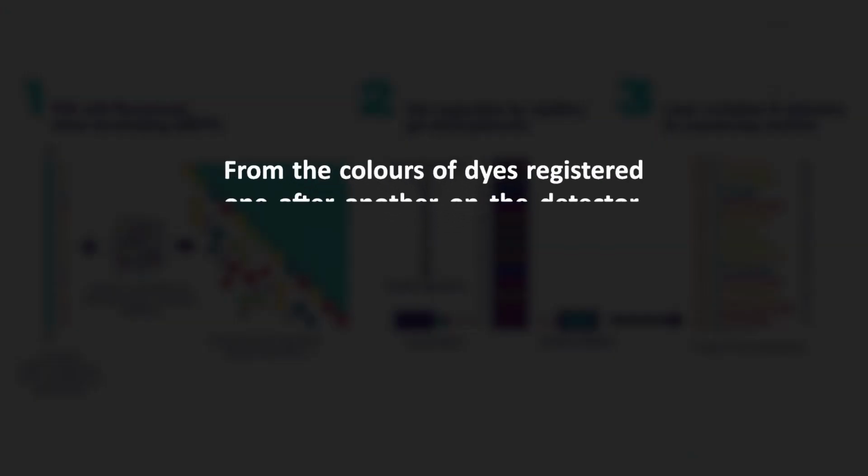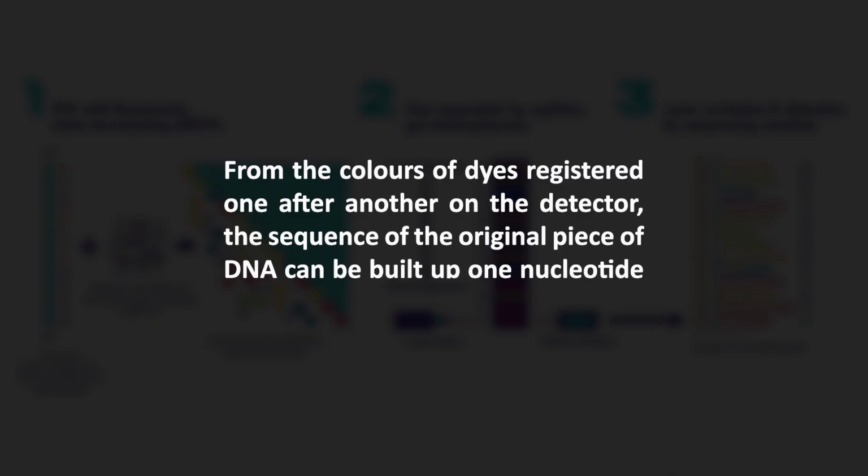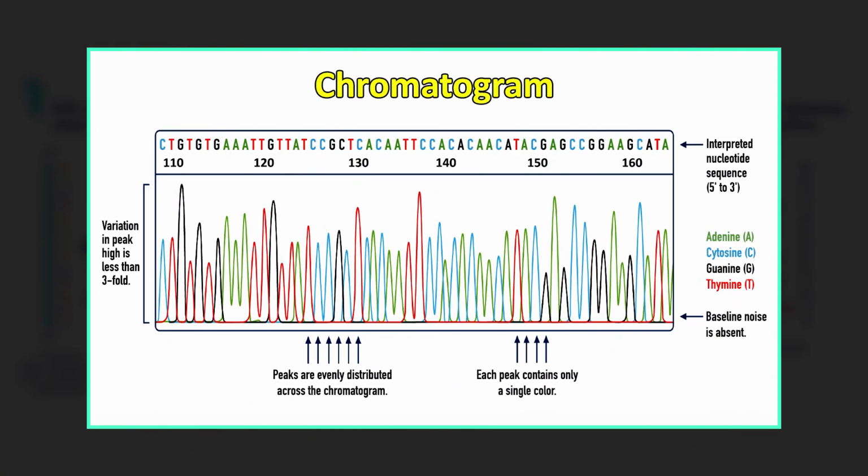The smallest fragments, ending just one nucleotide after the primer, cross the finish line first, followed by the next smallest fragment ending 2 nucleotides after the primer, and so on and so forth. Thus, from the colors of dyes registered one after another on the detector, the sequence of the original piece of DNA can be built up one nucleotide at a time. The data recorded by the detector consists of a series of peaks in fluorescence intensity. The DNA sequence is read from the peaks in the chromatogram.